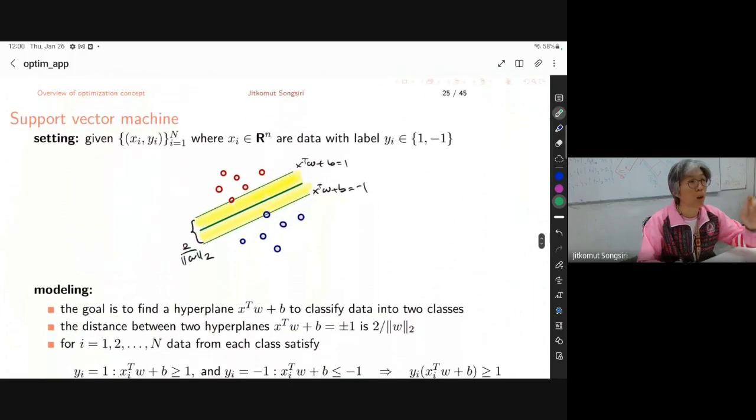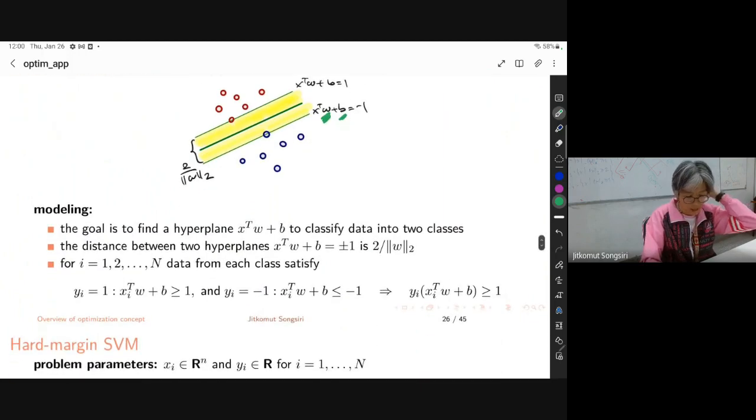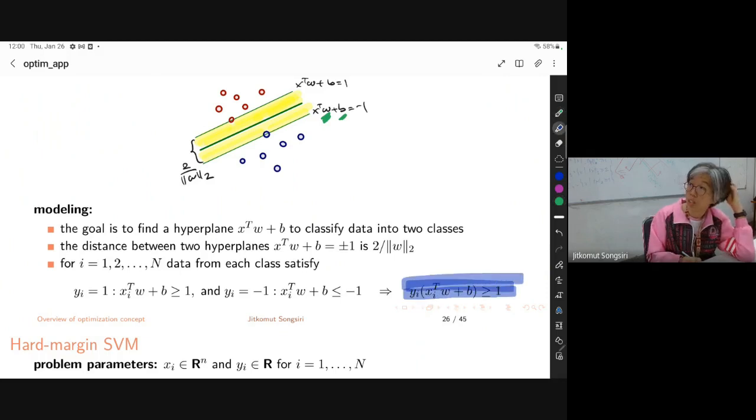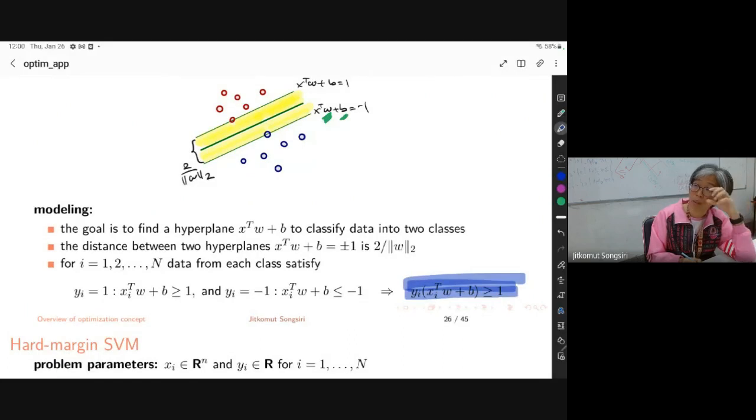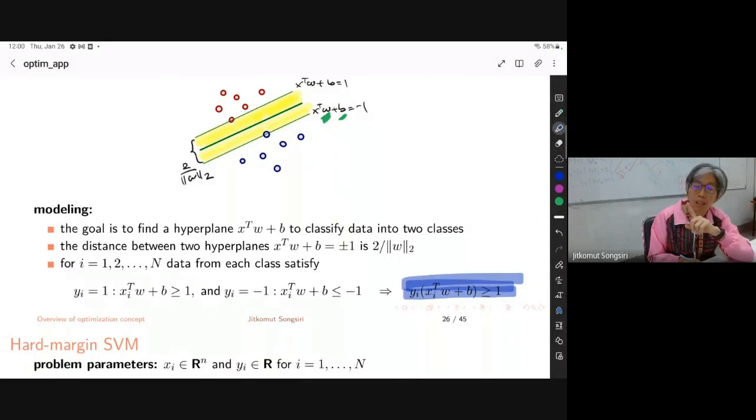I will skip to support vector machine. In the support vector machine, the class label is 1 and minus 1. They want to find a hyperplane described by normal vector W and the translation term B that classifies. One important inequality, which is part of the constraint, is that your hyperplane is a good choice if it can separate data into two classes.